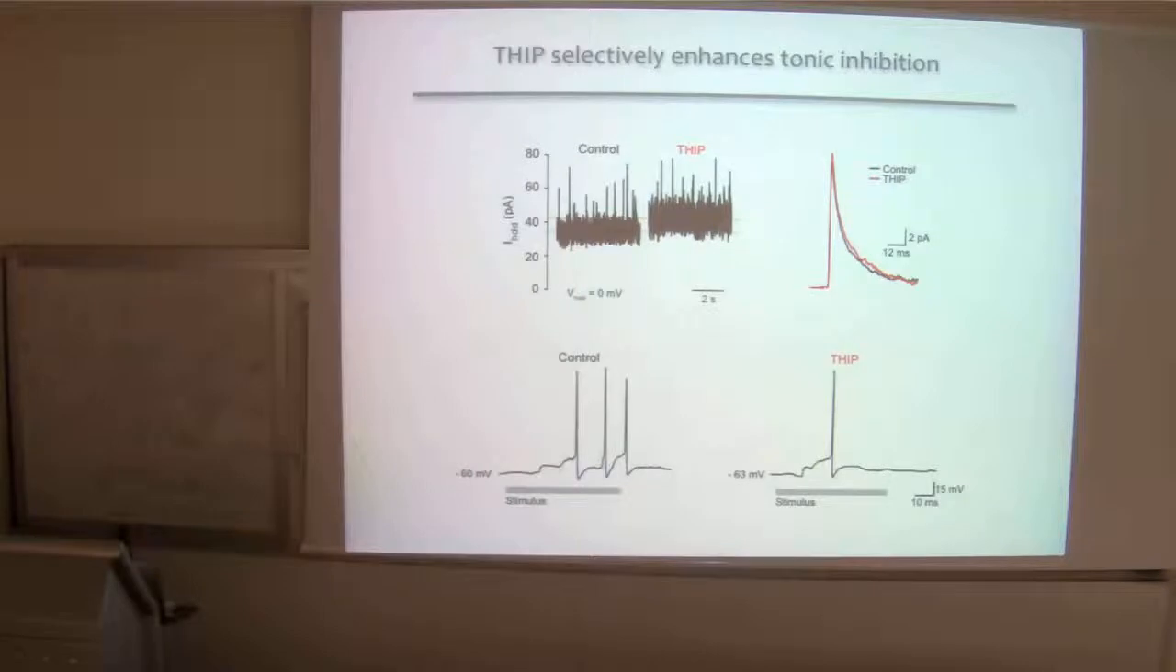But what happens if you look at the opposite way? What happens if we actually enhance tonic inhibition? What does that do? If removing tonic inhibition decreases signal to noise, does enhancing tonic inhibition actually enhance signal to noise? It's a simple assumption.